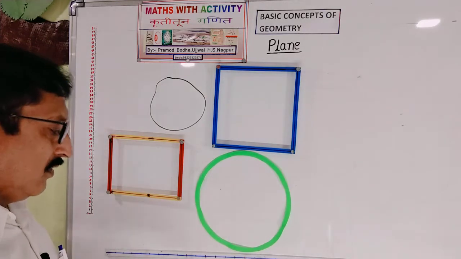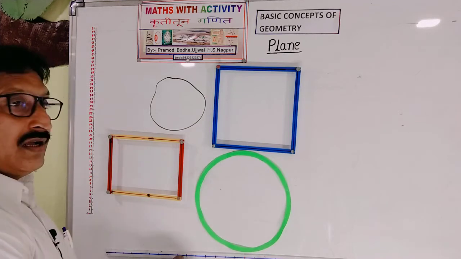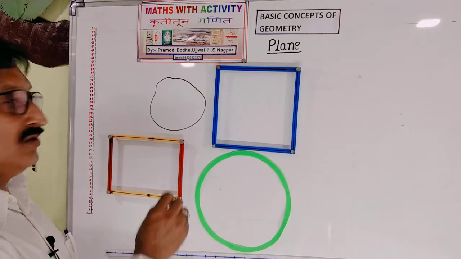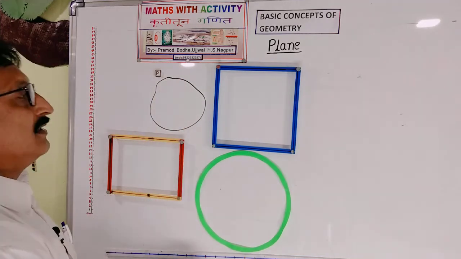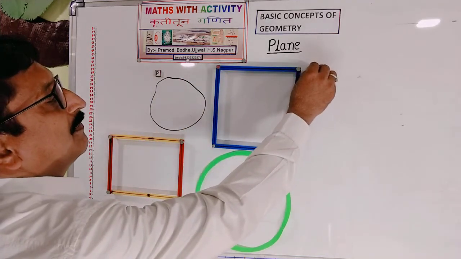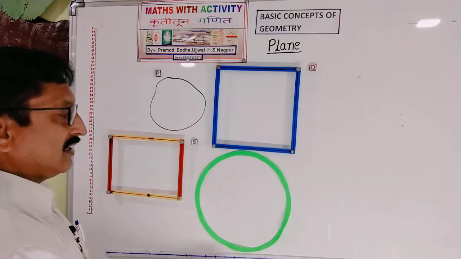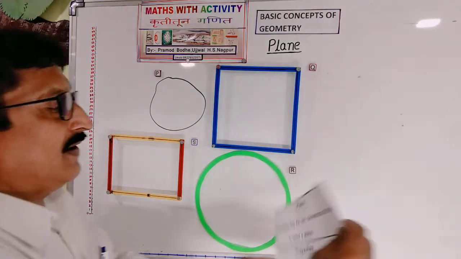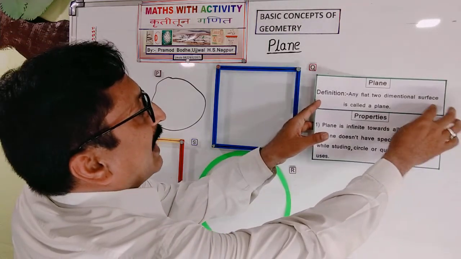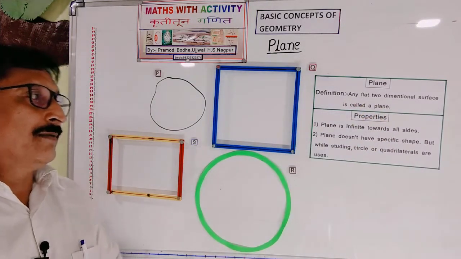Now what would be the name of this plane? We have to use capital letters to indicate the plane. Just like this is plane P. Suppose I name this Q plane. Let's say this is the S plane and this circle is the R plane. That means we can define a plane in such a way that any flat two-dimensional surface is called a plane.